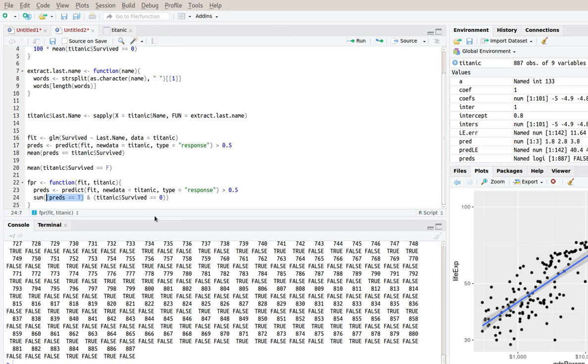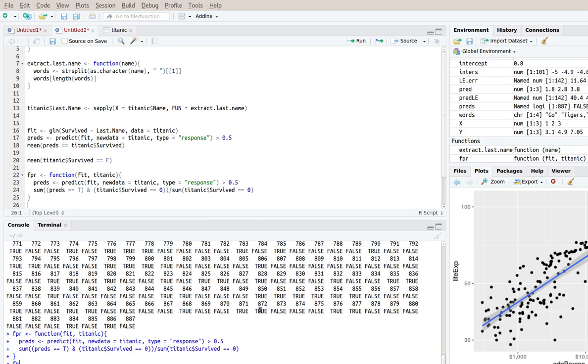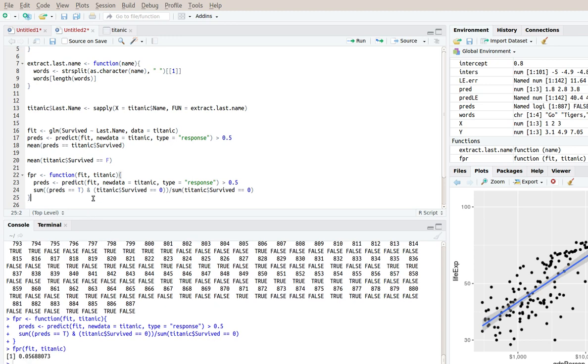That's a false positive, right? Because we say true, so it's a positive, but it's not actually true, so it's a false positive. Then we want to divide by the number of negatives. Negatives are just actually false, so this is true when it's a negative and false otherwise. We can just sum this up, and that is going to be our FPR. So if we do fit Titanic, we'll get our FPR, which is 5%.